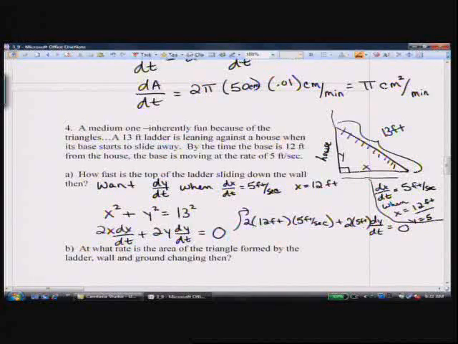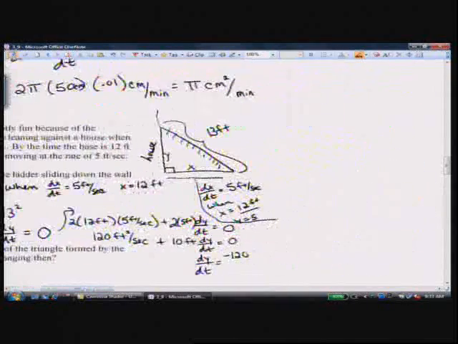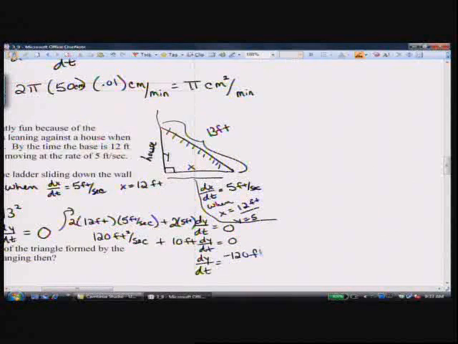Okay, so this is 12 times 2 times 5, which is 120 feet squared per second, plus 10 feet times dy/dt. And all I have to do is solve for dy/dt now. So I'm going to move the 120 feet squared per second over and divide by the 10 feet, and I do get negative 12 feet per second. That is the related rate.